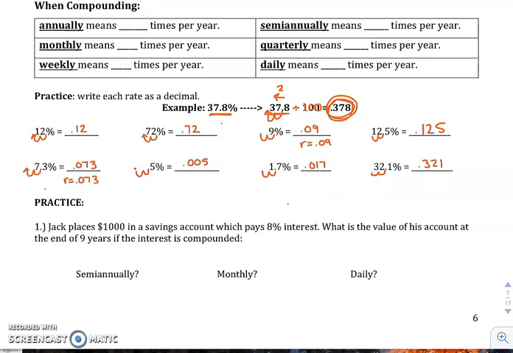So really, anything less than 10% is going to be 0.0 something. So like 9% was 0.09. 1.7% was 0.017. Anything less than 10 is going to have a 0 in the front. So like 12% was greater than 10, so it was 0.12. But you're really just moving that decimal 2 place values to the left or dividing by 100 to get the accurate rate to use in your equation.